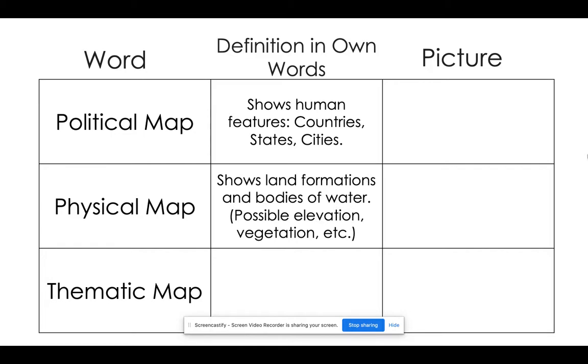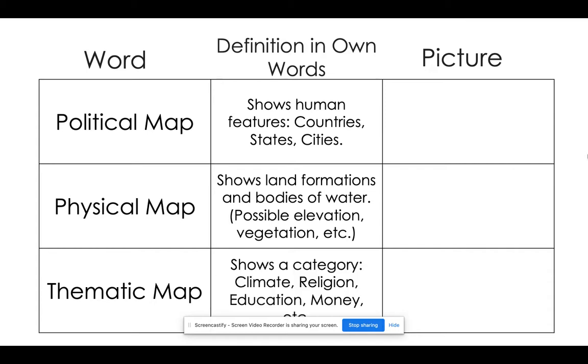A physical map shows land formations and bodies of water. Some could also show elevation or vegetation, basically what is actually on the earth in that place. And a thematic map shows a category such as climate, religion, education, money, or others. So go ahead and pause, add these definitions, and add a picture for each one.